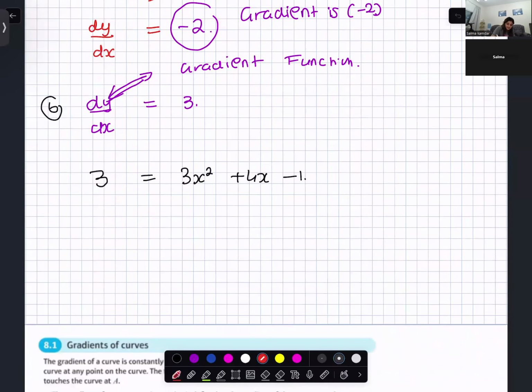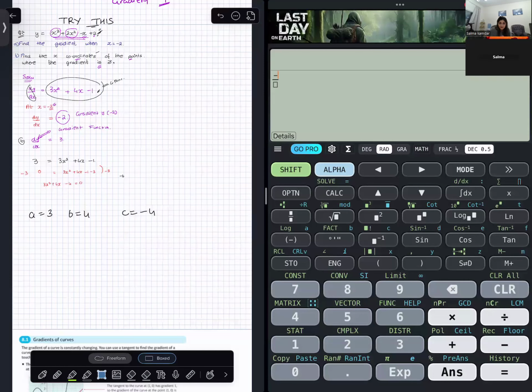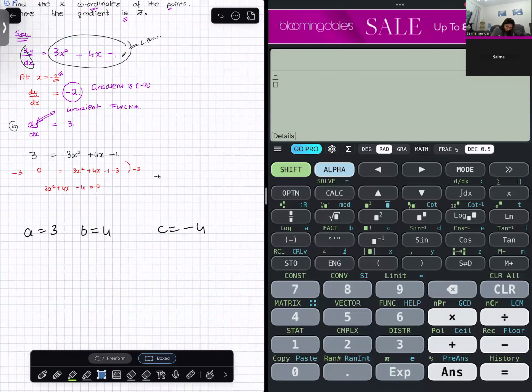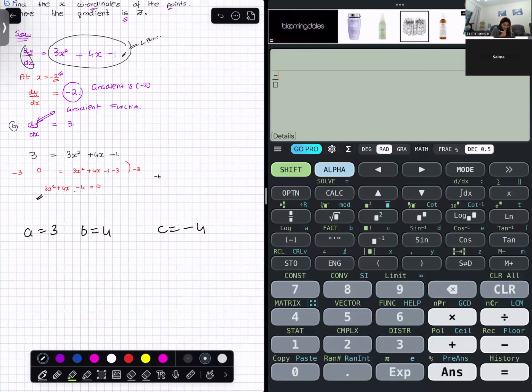So what you have to do is you will minus 3 from both the sides. So you get 0 is equal to 3x square plus 4x minus 1 minus 3. So this becomes 3x square plus 4x minus 4 is equal to 0. Now you simply have to factorize it. So now we have the equation 3x square plus 4x minus 4. We need to solve this to find the value of x.